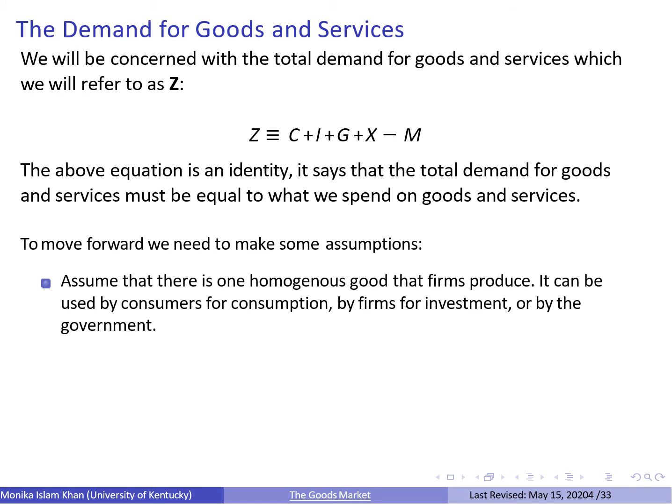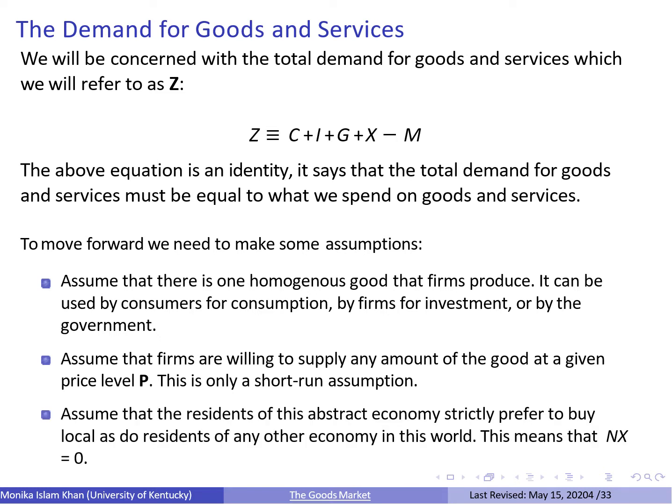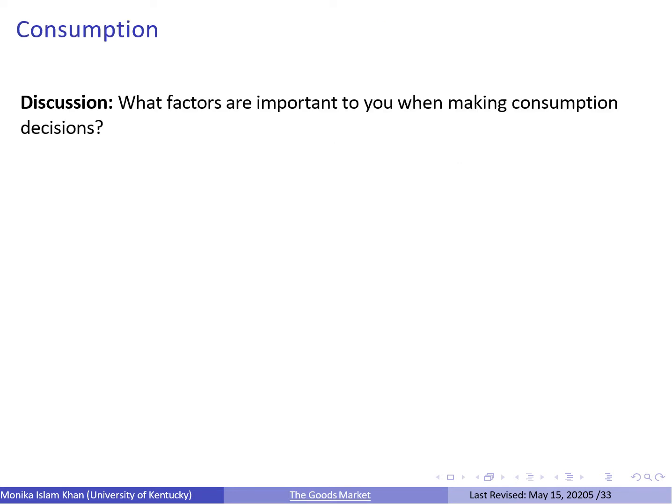Now before we proceed, we need to make some assumptions. First, assume that there is only one homogeneous good that firms can produce. It can be bought by consumers for consumption, it can be produced by firms, or it can be used by the government. Second, we need to assume that in the short run, firms are willing to supply any amount of good at a given price level P. Third, we assume that residents of this economy strictly prefer to buy local, as do residents of any other economy in the world, which means that X minus M does not exist in this model because this is a closed economy.